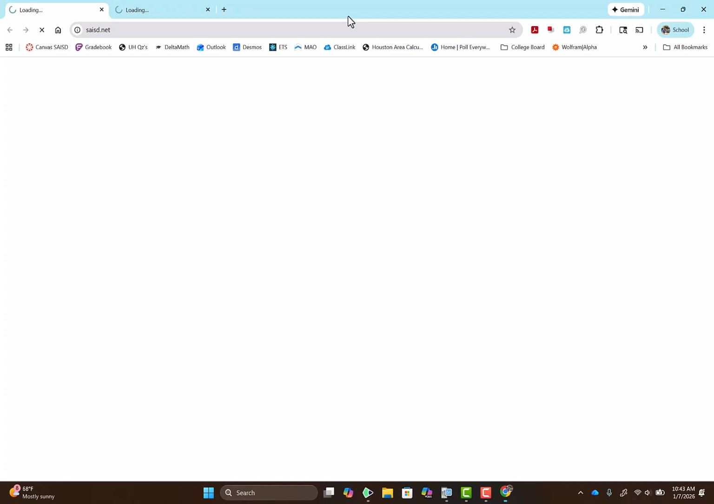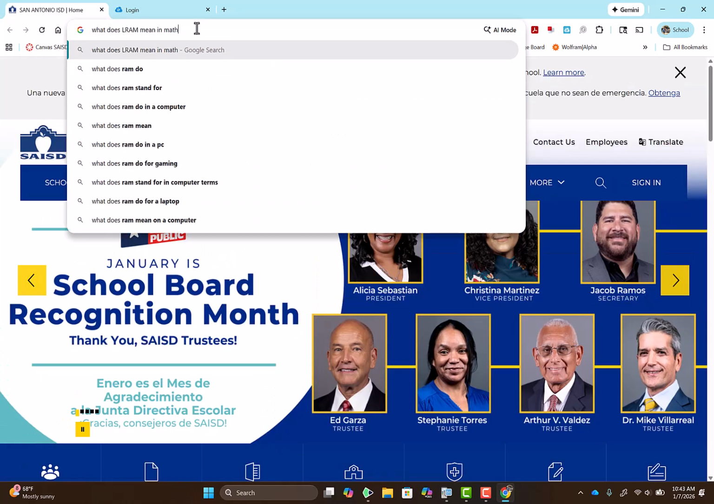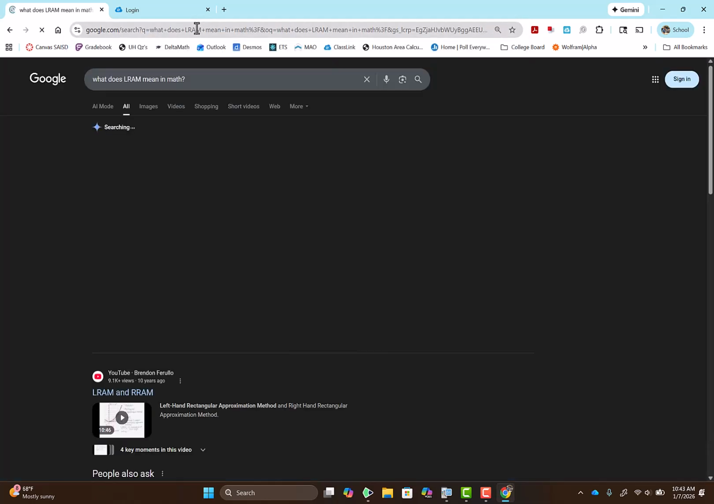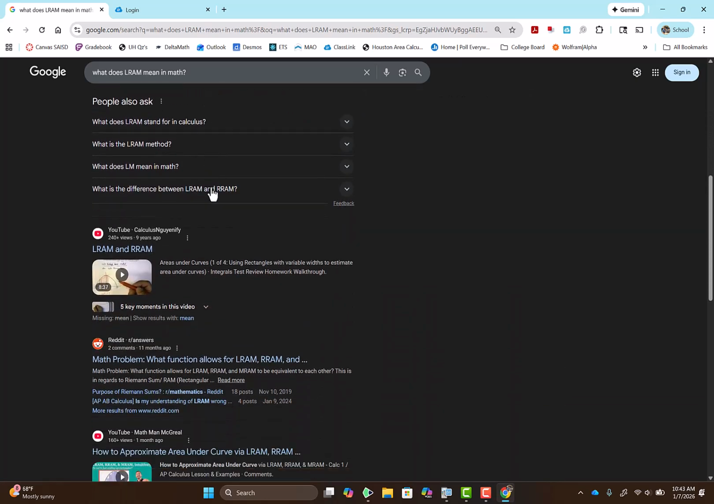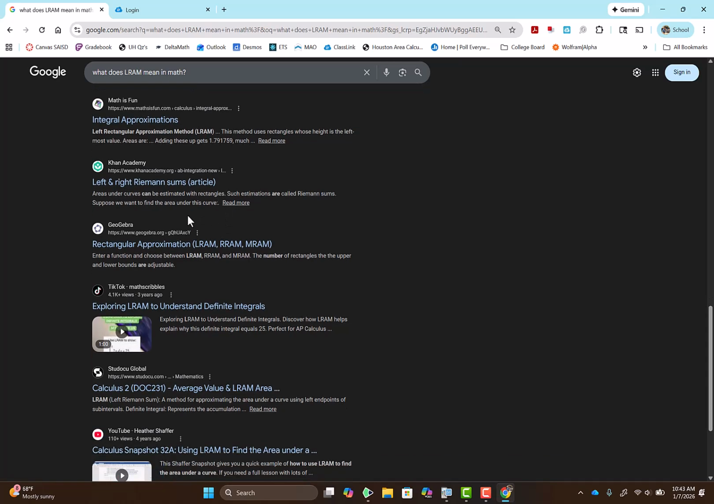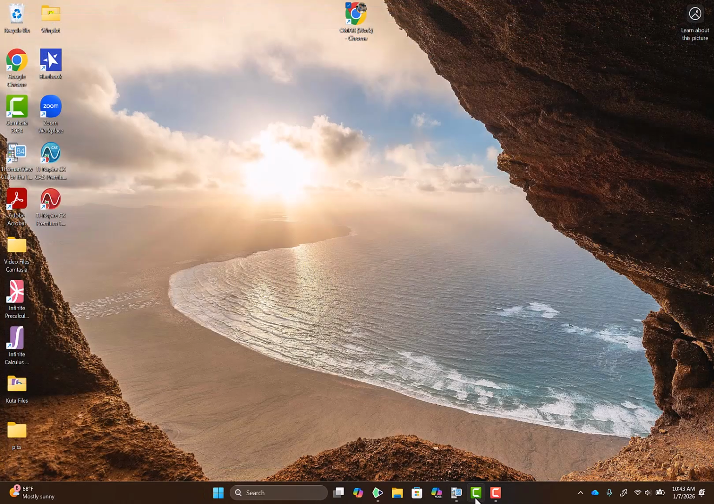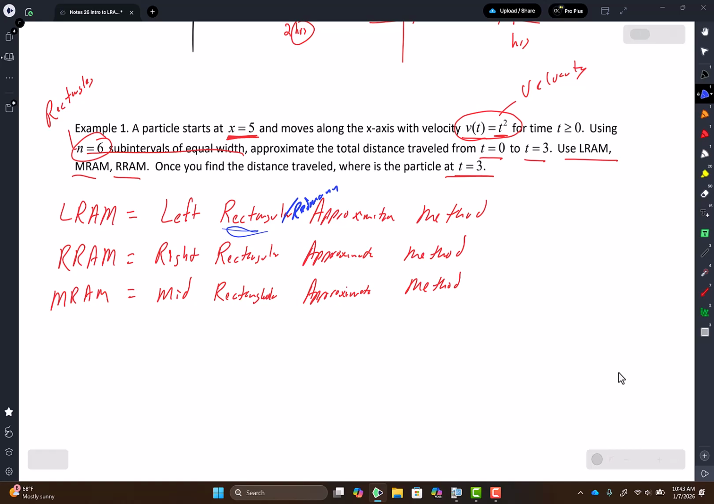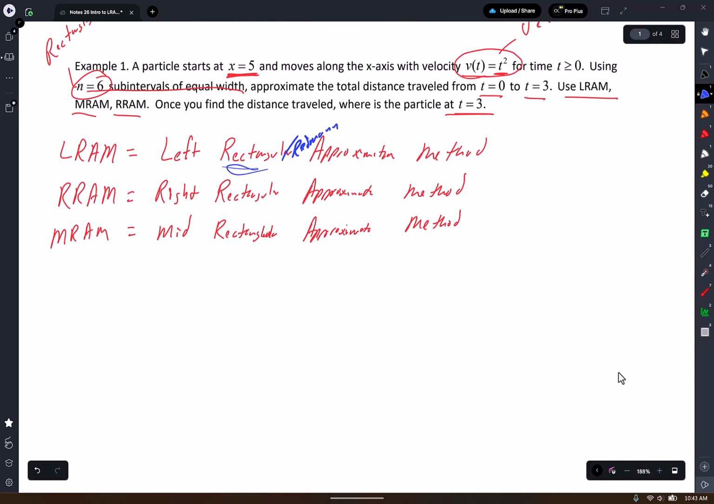So what do I Google? What does LRAM mean in math? Let's see if it says rectangular or approximation. See, it says rectangular. Let's see if there's one that says Riemann. See, left or right Riemann sums. So it just depends what article or book you look at. They're both the same thing, guys, so don't say I told you wrong. Are we okay, guys? Any issues right now? All right.